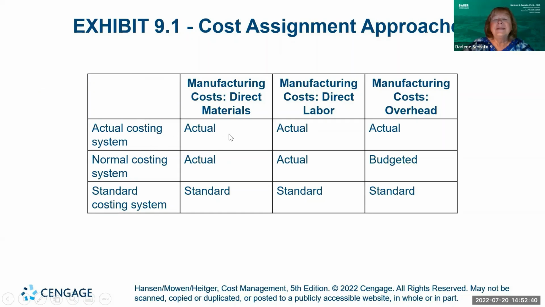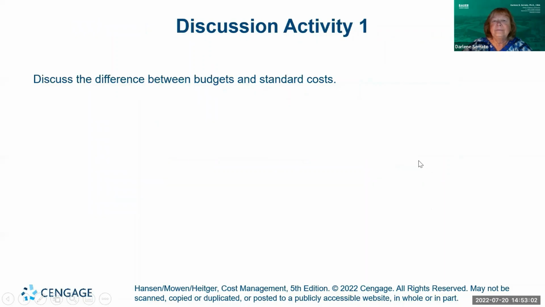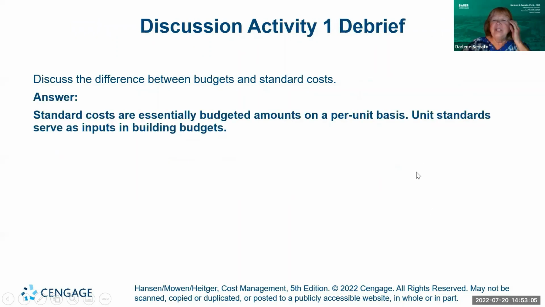So under an actual costing system, all three product costs are actual. Normal costing, you have actual materials and labor, budgeted overhead. Under a standard cost system, materials, labor, and overhead are all at standard cost per unit. So the budget typically is for all costs incurred. A standard is the budget for one unit of product.